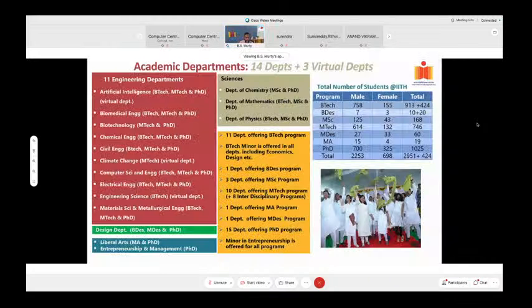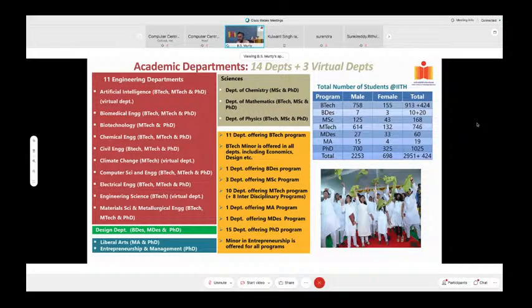As I told you, we have about 11 engineering departments offering various BTech, MTech, and PhD programs. We have 3 science departments, and also a design department. We have a liberal arts department, which offers MA and PhD. We also have an entrepreneurship and management department, which has just begun this year, and very soon they are going to have their own students. And as I told you, we have a number of minors. For example, a minor in entrepreneurship, as I told you, and minors in economics, design, and so on. We also have an MA program being offered in the liberal arts department, and a number of other PhD programs. Almost every department is offering a PhD program.